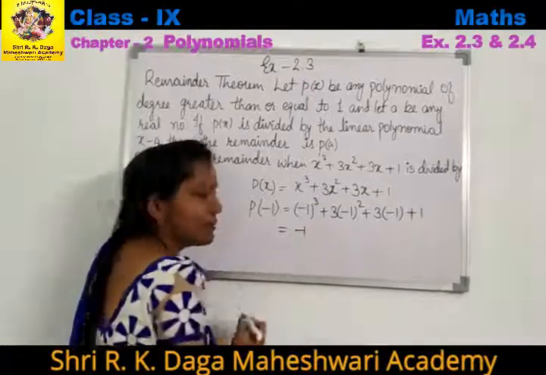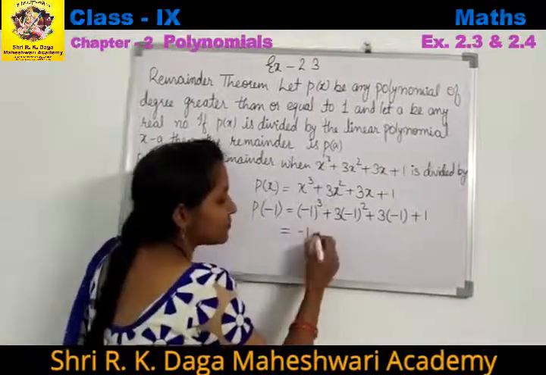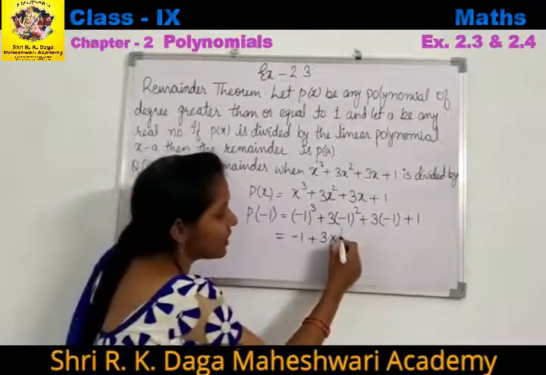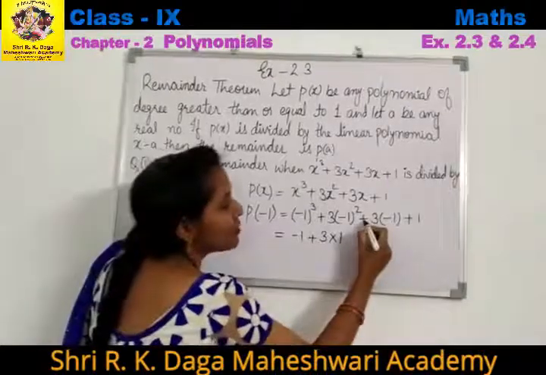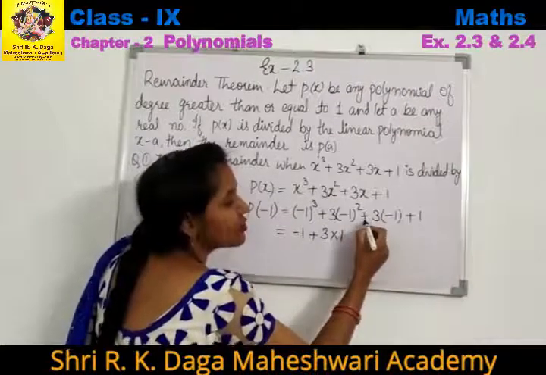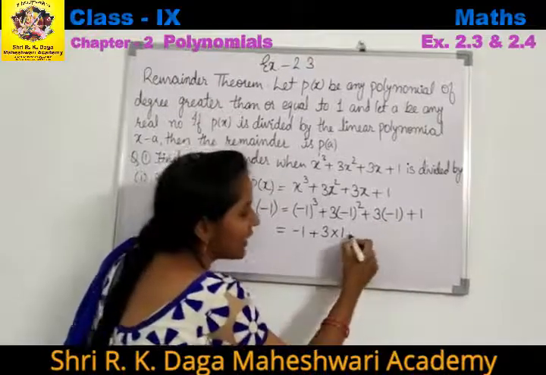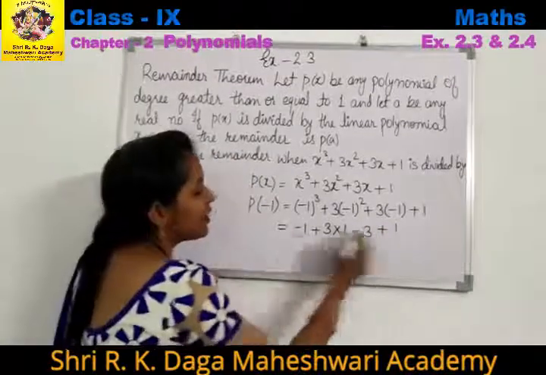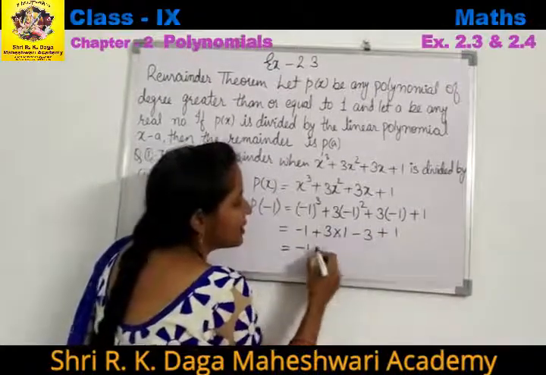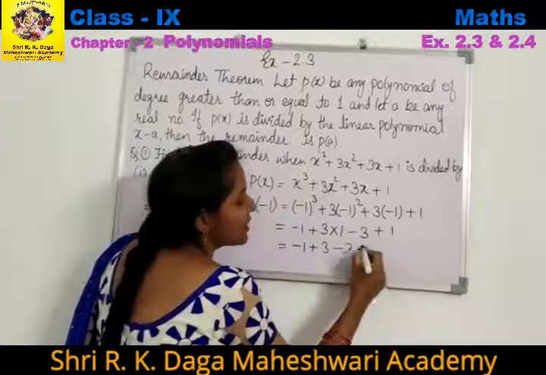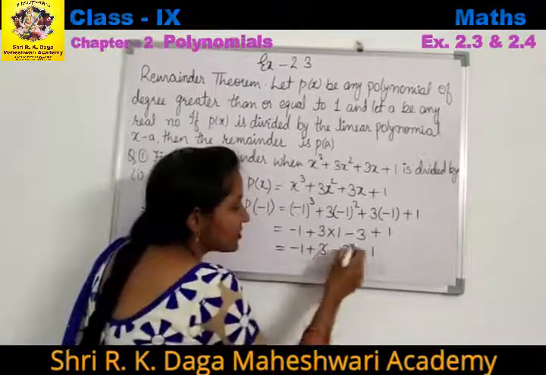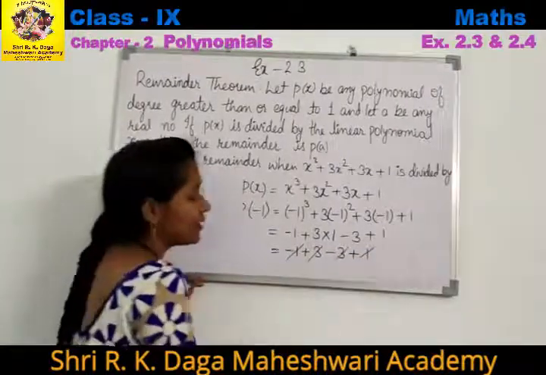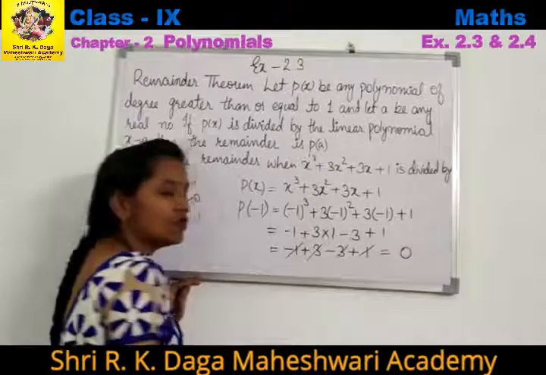Minus 1 cube is minus 1, plus 3 into minus 1 square. Minus 1 square is plus 1. Now plus 3 into minus 1. When we multiply plus and minus sign, we get a minus sign, and 3 ones are 3, plus 1. Now when we solve this, we get minus 1 plus 3 minus 3 plus 1. The 3 can be cancelled and the minus 1 plus 1 can also be cancelled. So it is equal to 0.